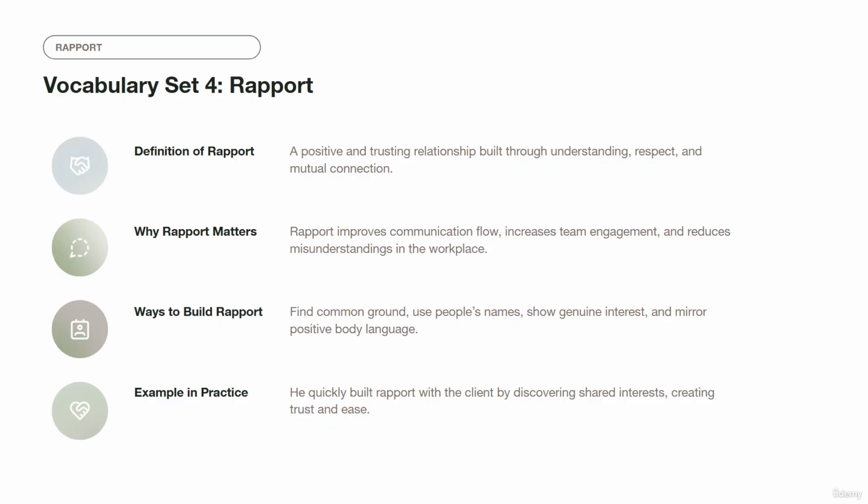He quickly built rapport with the client by discovering shared interests, creating trust and ease. So maybe you're from the same place, maybe you went to the same university, maybe you have the same favorite supermarket, the same hobby, maybe you both have family. Anything you can find in common to talk about can usually help build rapport.